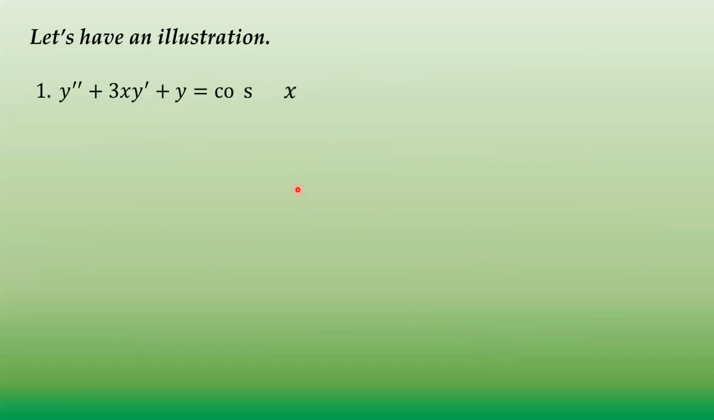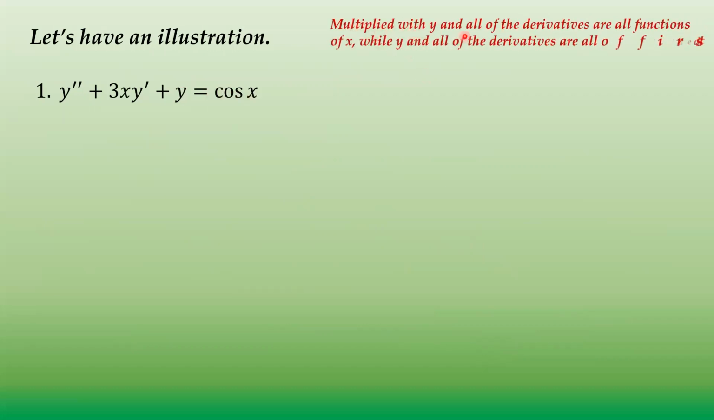So okay, sample tayo. Number one, we have here y double prime plus 3x y prime plus y equals cosine x. Tayo sa unang condition, ha? Tingnan natin. Sabi dito, multiplied with y and all the derivatives are all functions of x. While y and all of the derivatives are all first degree or power of 1. O, doon muna tayo sa unang condition.